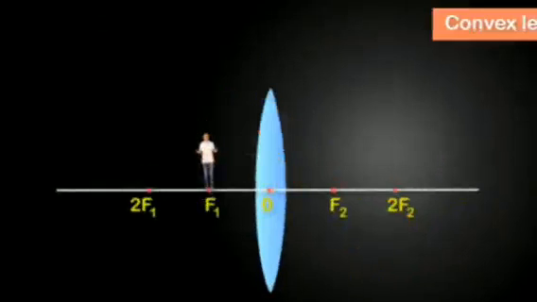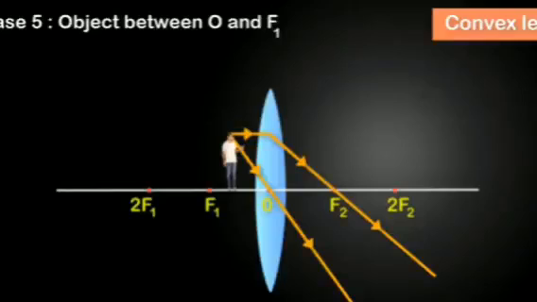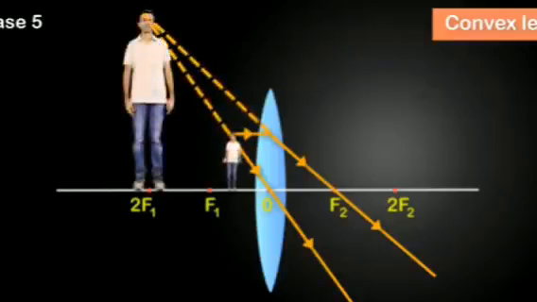Now let's look at the final case where I move really close to the lens. The object, that is me, is between the optical center and the focus of the lens. Let's use rule 1 and rule 2 to draw the light rays from the top of the object. As you can see, the refracted rays here are divergent. So we need to produce them backwards to obtain our image.